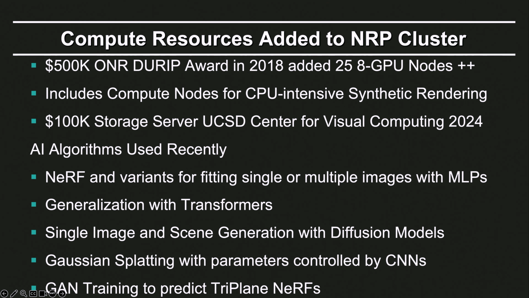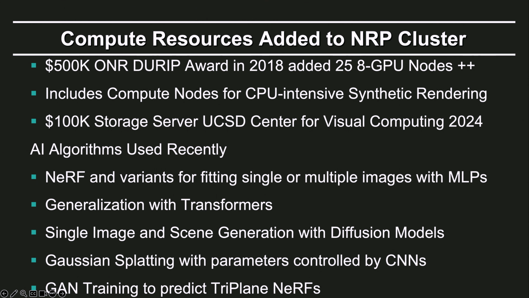I want to mention a couple of compute resources we have added to the NRP cluster. In 2018, we had a large ONR DURIP award of 500K, which added more than 25 8-GPU nodes. That was our first major purchase in terms of computational resources that we've added to the cluster. It also included a couple of compute nodes for the CPU-intensive synthetic rendering. If you looked at the plot earlier, you saw the large spikes there.